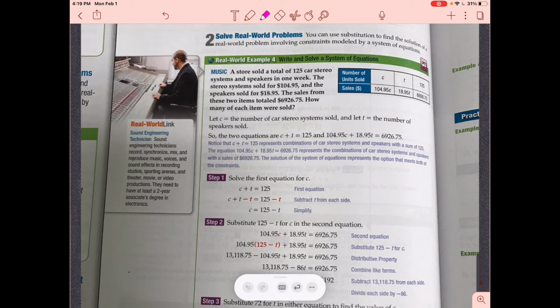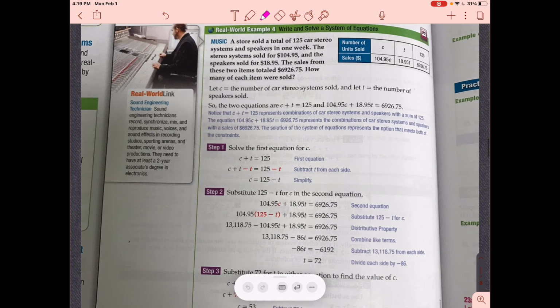Okay, so we have two situations going here. We know that we have, let's say C is car stereos, right? And T is the number of speakers, and C is the car stereo systems. There are so many word problems that actually follow this pattern. We have the first situation, which is we know the total of things. Without even talking about dollars, we know the total of things. We've got C plus T equals 125. Okay, that's just one piece of information that we have.